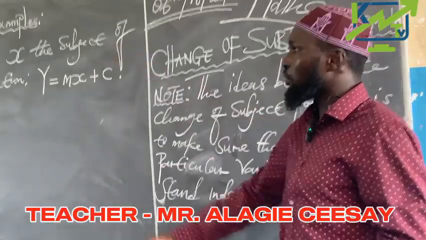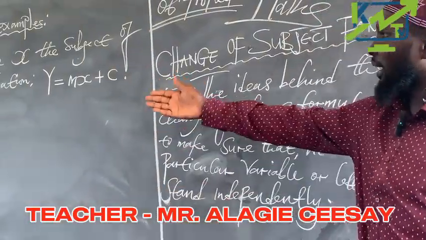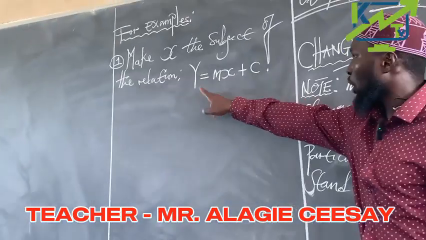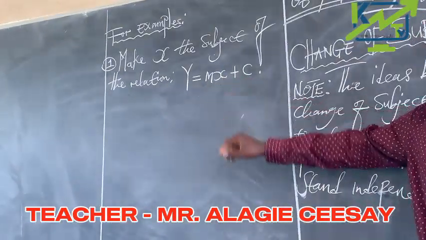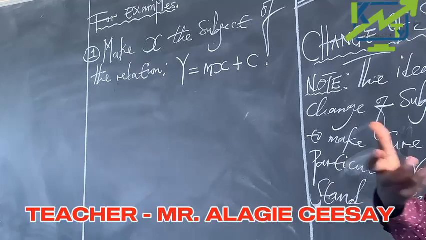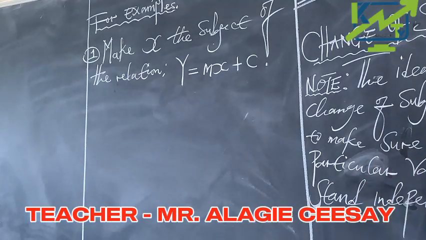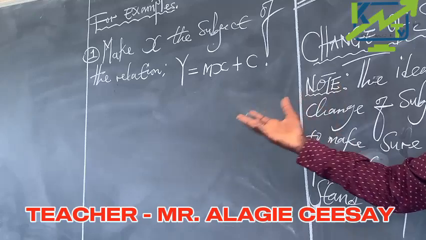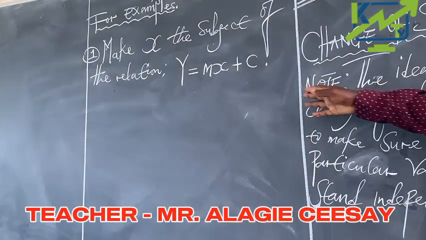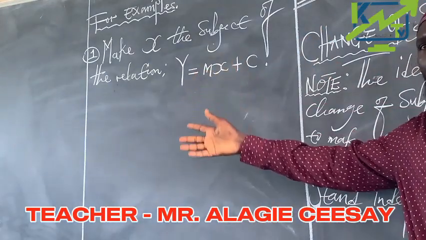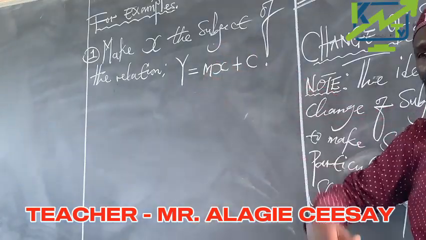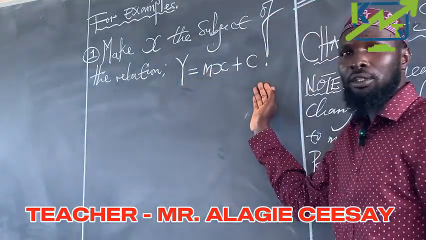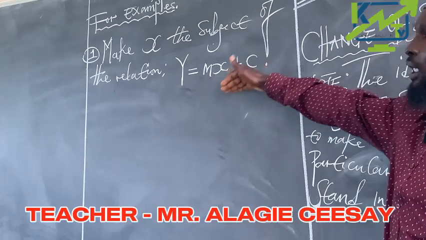The first example, as it's stated there, says make x the subject of the relation Y equals mx plus c. These are the terms that questions are normally drawn with. Sometimes they say make x the subject of the formula. Sometimes they say make x the subject of the relation. Sometimes they say make x the subject of the equation. If you look at this, it's an equation. That's why all these terms are applicable.